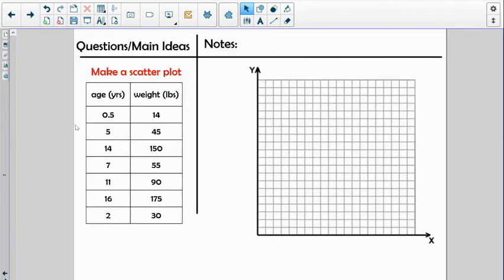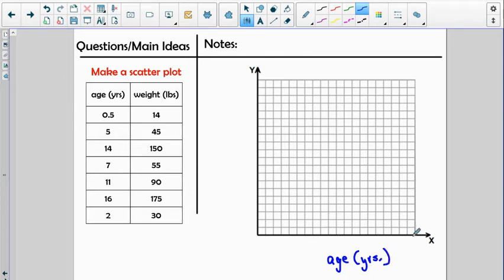So if we're making our own scatter plot, we have here the age in years compared to the weight of, I don't know if these are animals or individuals, we don't have that information. But we're gonna go ahead and make our scatter plot. Let's use blue here. And we're gonna label first our variables. So remember in the table, your independent variable is your input, and that goes along the x-axis. So I'm gonna label this my age in years.